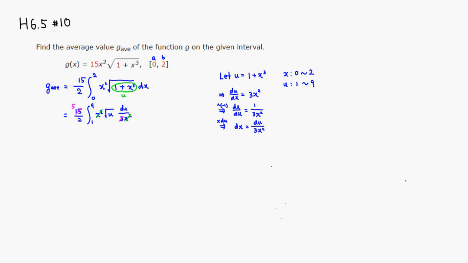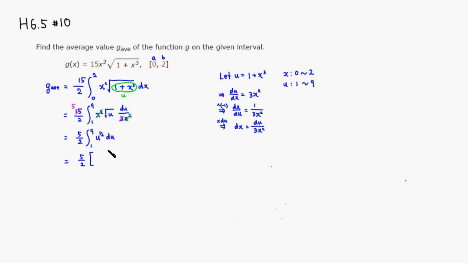Alright, then maybe we should clean it up. So I'm going to just clean them up. So you have a 5 halves. Then you have an integral from 1 to 9. And I don't like square roots, so I'm going to write it as a 1/2 power, which is equivalent. And then with respect to u.